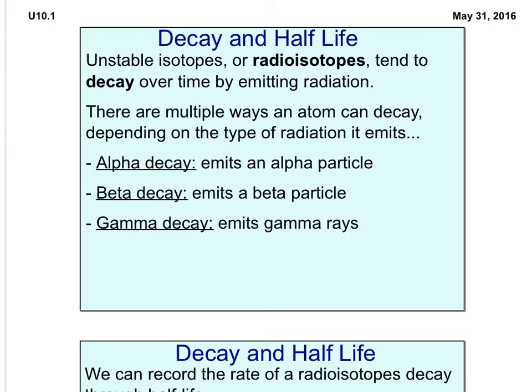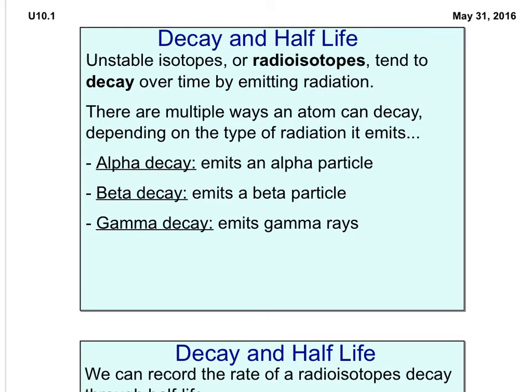We will go into more detail about this tomorrow, but I just want to throw the names out there so they sound familiar. There are 3 different types of ways atoms can decay. They can decay through alpha decay. So an unstable isotope going through alpha decay goes from unstable to stable by emitting an alpha particle, and that alpha particle is a form of radiation. We'll talk more about alpha particles tomorrow.